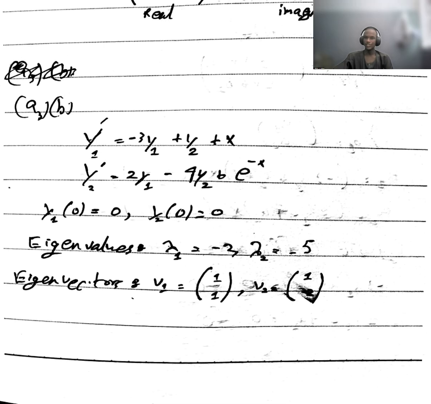For question 3c, we have a non-homogeneous system: y1 prime equals negative 3 times y1 plus y2 plus x, and y2 prime equals 2 times y1 minus 4 times y2 plus e to the negative x. We're given that the eigenvalues are lambda 1 equals negative 2 and lambda 2 equals negative 5, with corresponding eigenvectors v1 equals (1, 1) and v2 equals (1, negative 2).